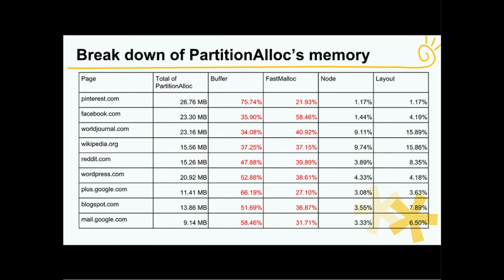This is the result. These are the 10 pages with the buffer partition, fast malloc partition, node partition, and layout partition. As you can see, the buffer partition is the largest consumer, and the fast malloc partition is the second largest consumer. The node partition and the layout partition are not using large amounts of memory.